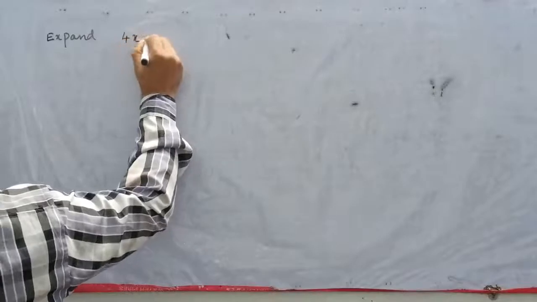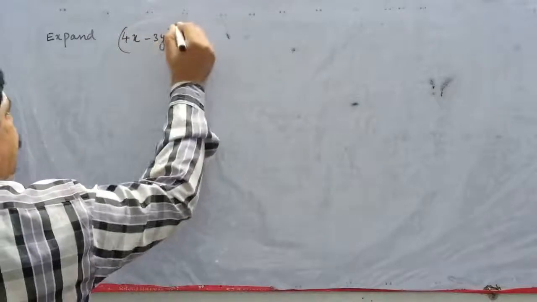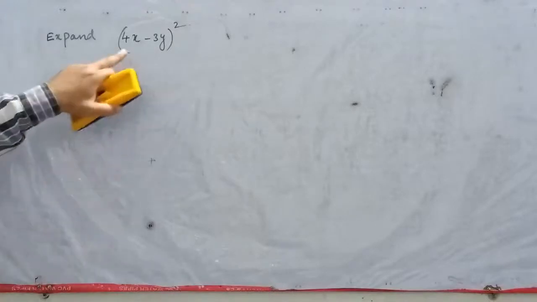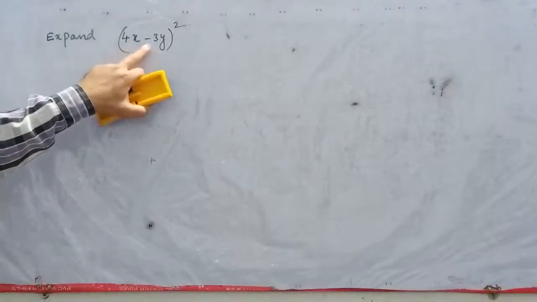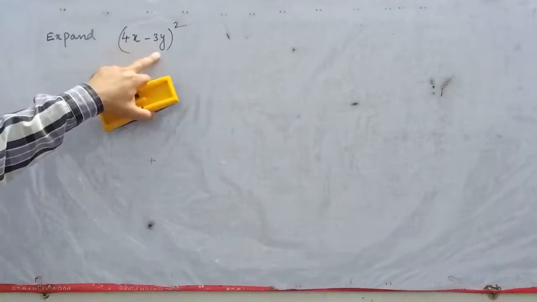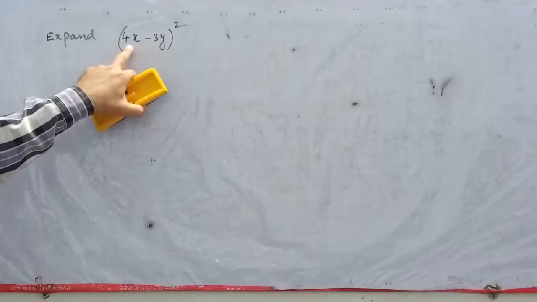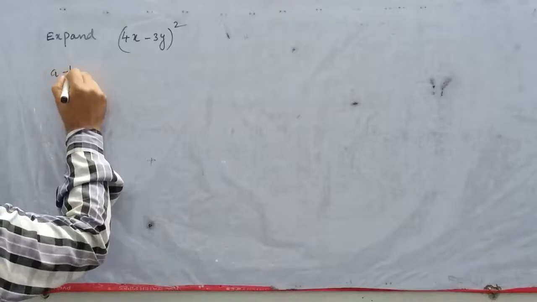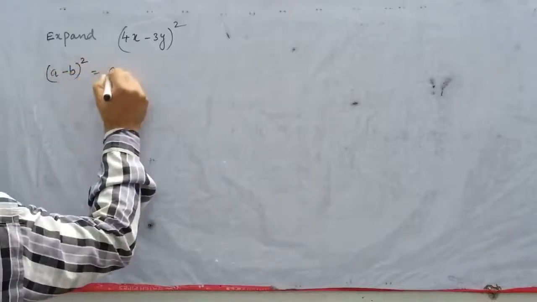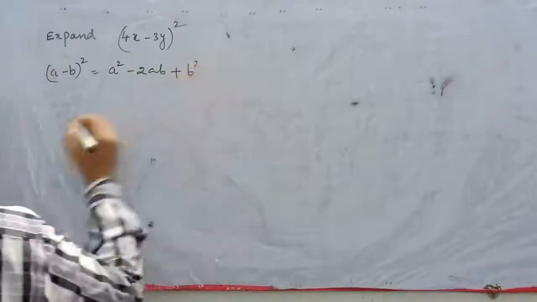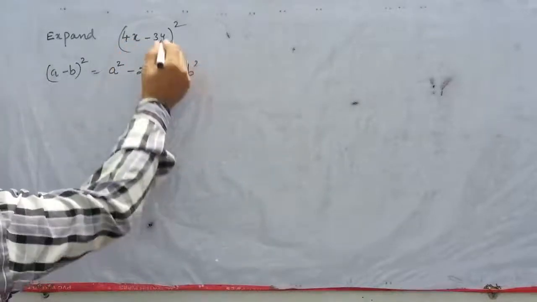Next one, (4x minus 3y) whole square. Expand (4x minus 3y) whole square. In between these two there is a minus symbol. Let the first term be a and the second term be b, so (a minus b) whole square is a square minus 2ab plus b square, where a is equal to 4x and b is equal to 3y.